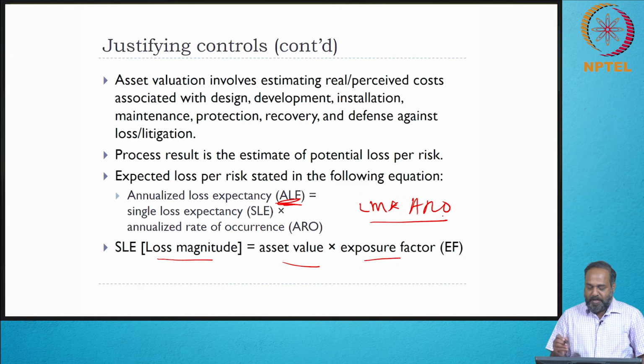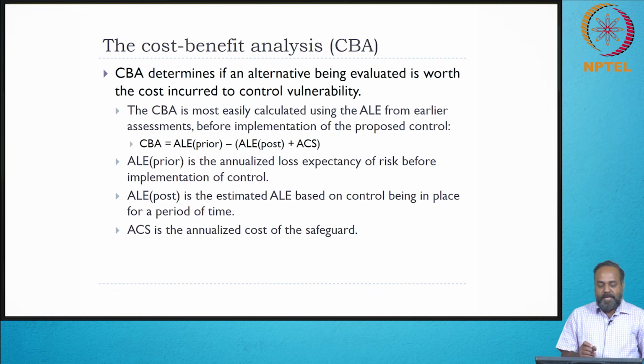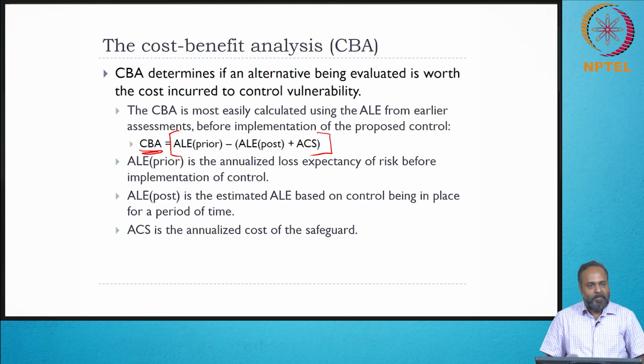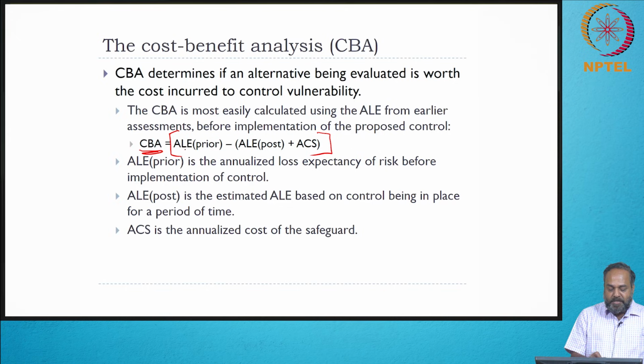And once you have this figure, annualized loss expectancy, you use that to do the cost benefit analysis. How do you do it? The overall gain or loss is given by this formula. Overall gain or loss can be a positive number, it can be a negative number. So, you take an asset and know the loss magnitude and you annualize it, and now you look at the current, the prior, which is before taking an action.